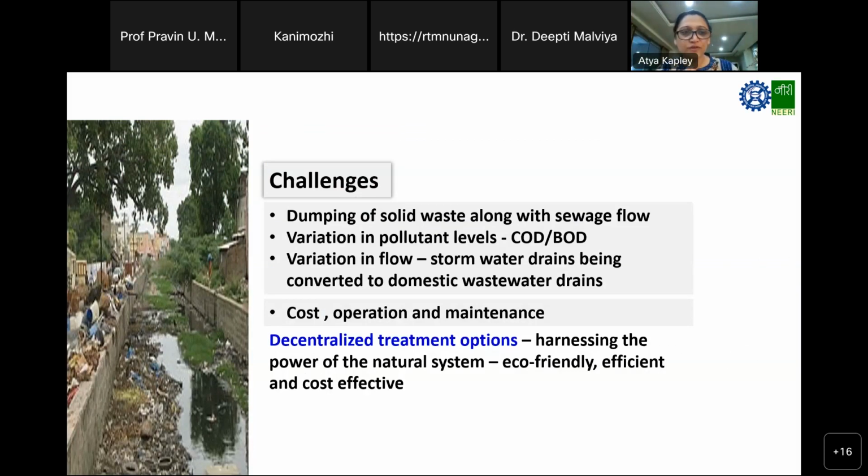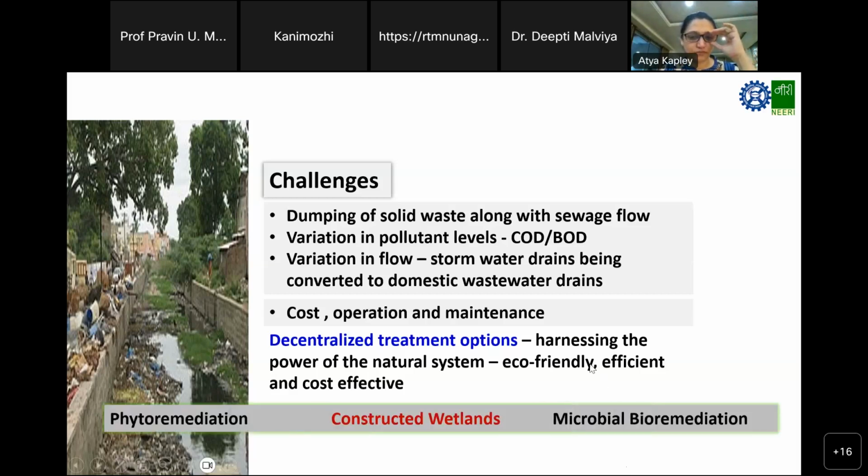So when you want to treat a place like this, you don't only have to look at what the COD is, what the BOD is, what your pollutant levels are, what the suspended solids are. You also have to look at the solid waste. So the cost, the operation, the maintenance, everything becomes really different. So there are different methods to treat these kinds of decentralized options.